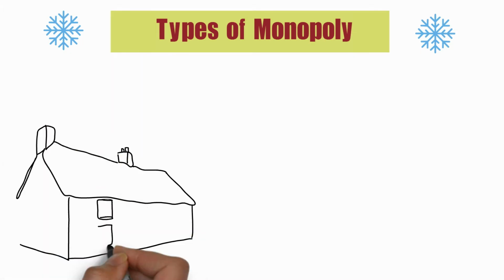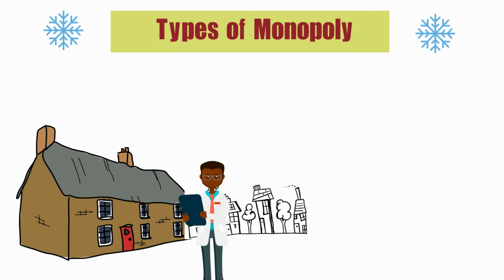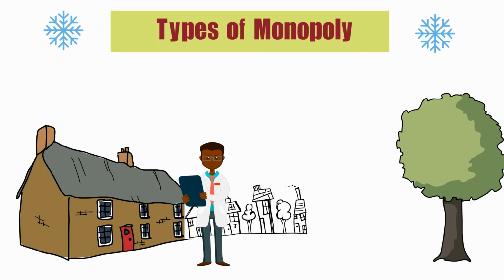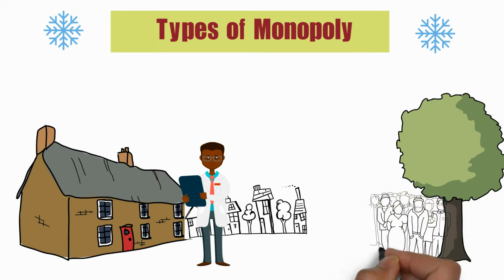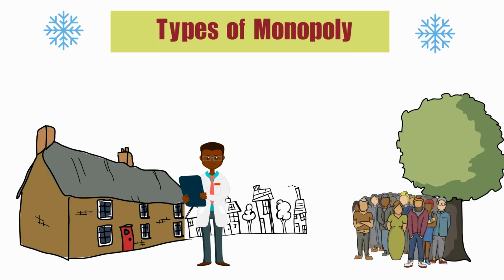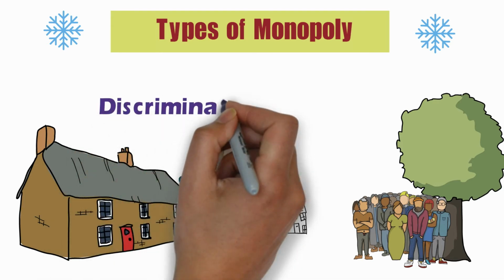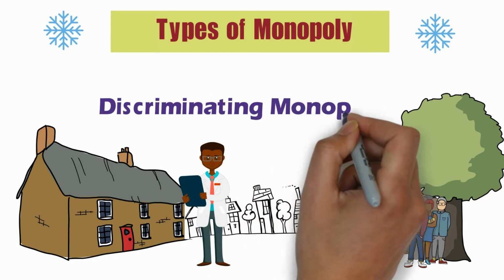Now think of a remote village far somewhere in the outskirts where there is only one doctor to treat the villagers. The doctor, being a monopolist, may charge different prices to different patients. He might charge the poor with less amount of money and the rich with higher amount. Such monopoly that discriminates between the customers is called discriminating monopoly.